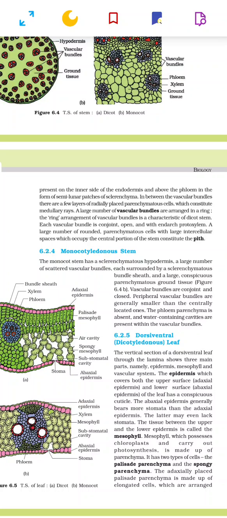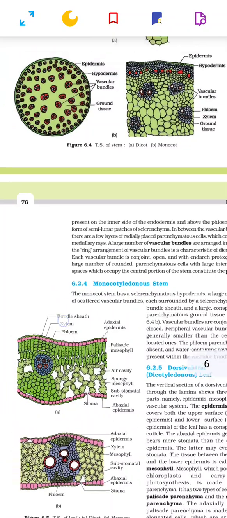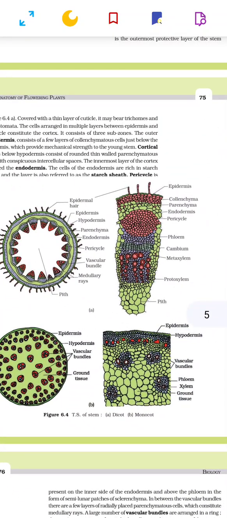Vascular bundles are conjoint and closed. Peripheral vascular bundles are generally smaller than the centrally located ones. The phloem parenchyma is absent, and water-containing cavities are present within the vascular bundle. In figure 6.4, transverse section of stem, figure A represents the dicot stem and figure B represents the monocot stem.